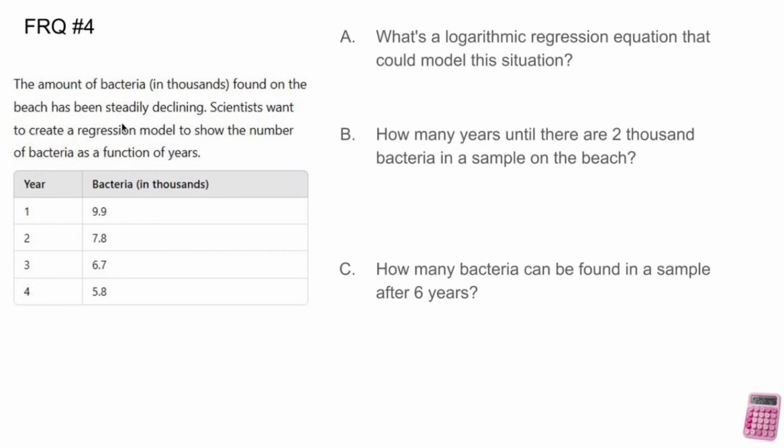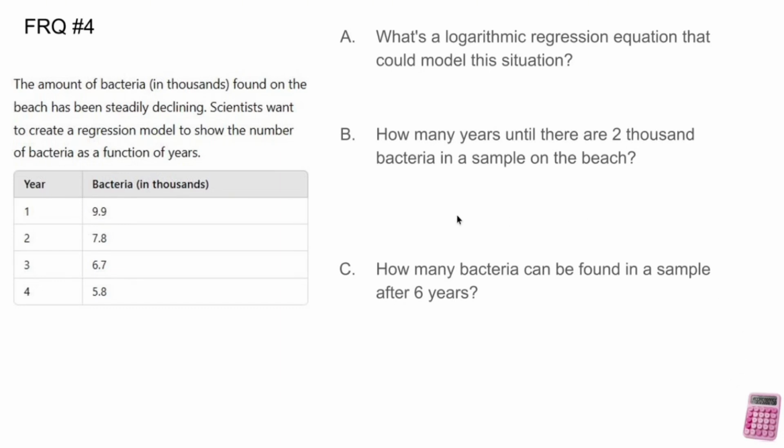Scientists want to create a regression model to show the number of bacteria as a function of years. So 1, 2, 3, some bacteria in thousands, whatever that means. Lots of bacteria, less bacteria, good. What's a logarithmic regression equation that could model this situation? Well, that's going to appear as LnReg in our TI-84 Plus.